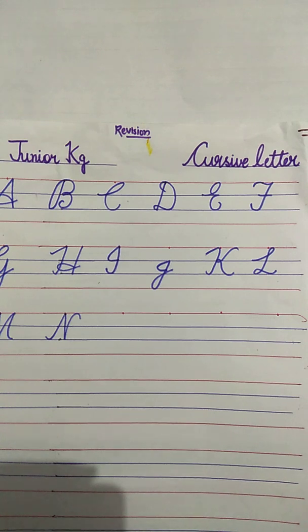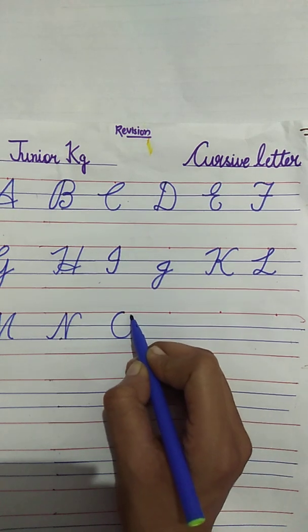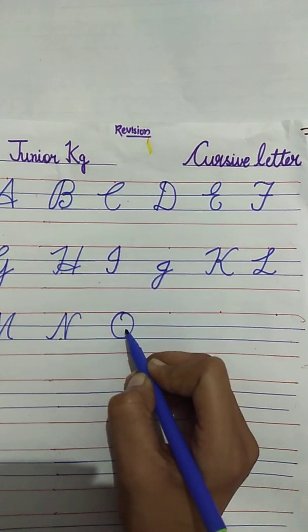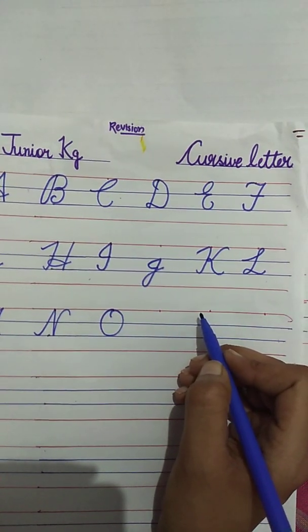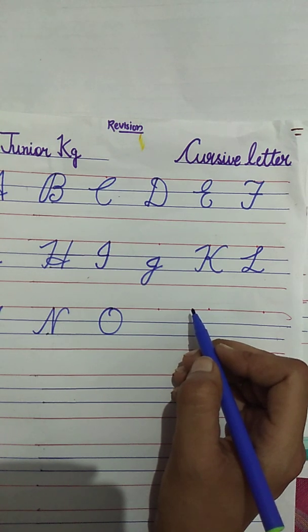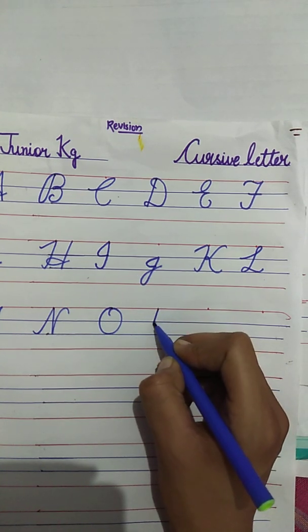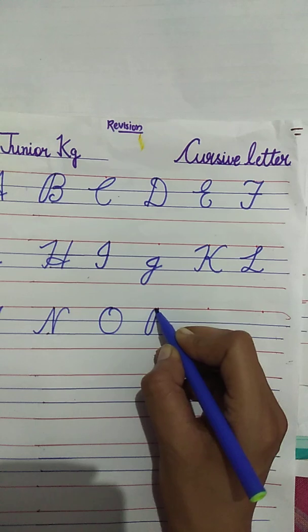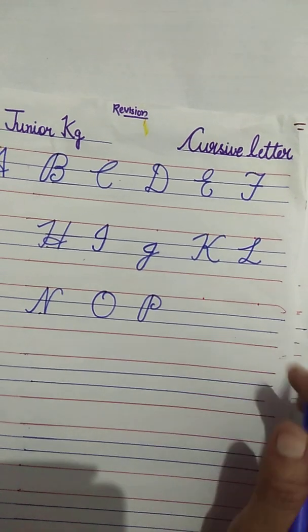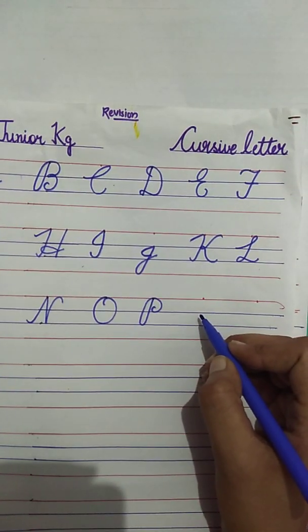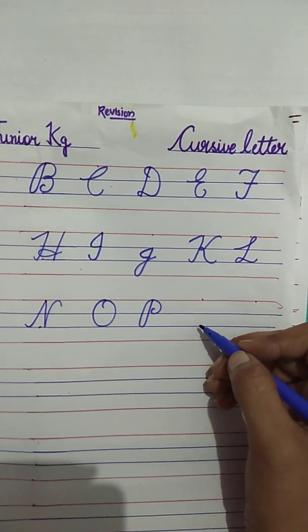Now tell me the next letter. O. O for owl. See here, you have to draw a curve, one more curve, and stop inside. O for owl. The spelling of owl is O-W-L. Owl. Now the next letter is P. P for peacock. See here, you have to draw a slanting line, one more slanting line, then a semicircle, and you have to stop here. P for peacock. The spelling of peacock is P-E-A-C-O-C-K. Peacock.